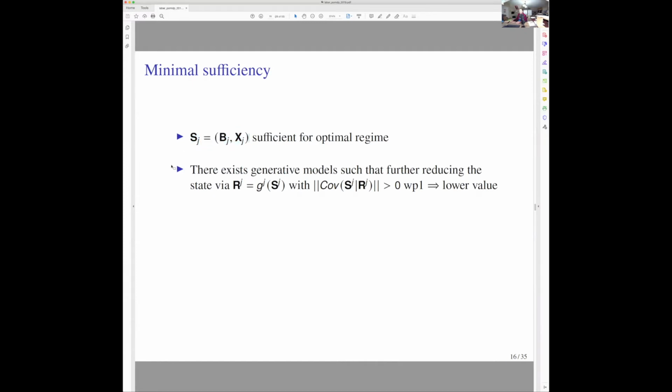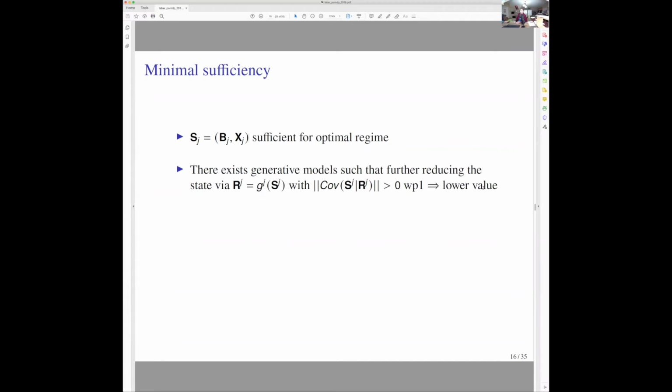And so there exist generative models for which further reduction of the state, say if you take some function Rj of S, so that the conditional covariance of Sj given this reduction is nonzero, so you can't recover Sj from R. If there is some variance left, then with probability 1, you get a lower value. So the point here is that there exist generative models where you cannot reduce it further. So it's minimal sufficient in that sense.